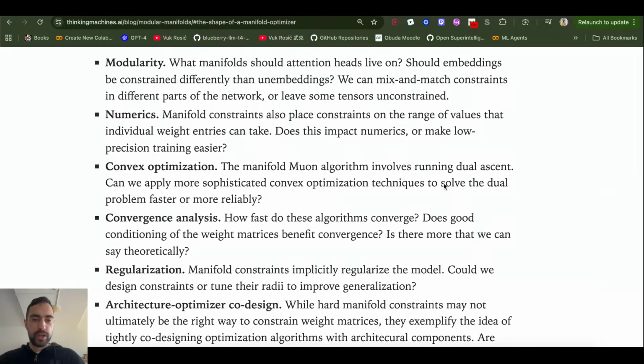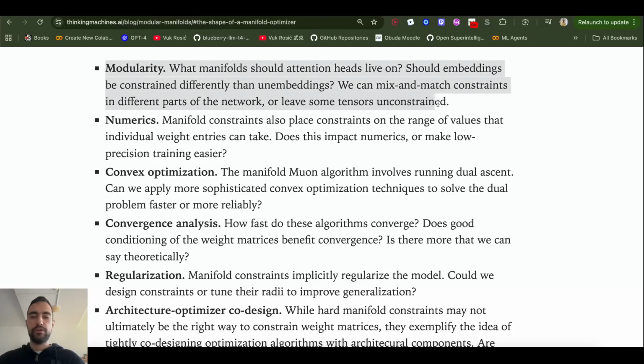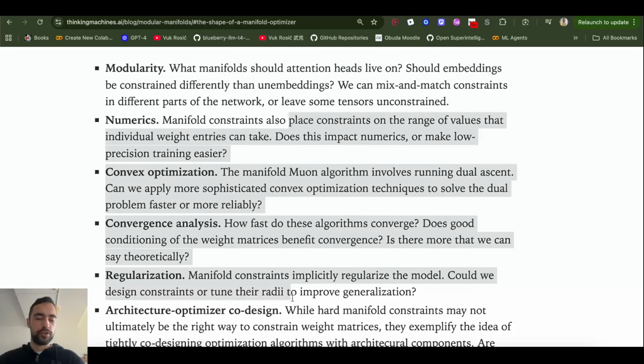And there is future work here. Like, what manifolds should attention heads live on? Should embeddings be constrained differently than unembeddings? We can mix and match constraints in different parts of the network or leave some tensors unconstrained. So maybe I'll do my thesis about this or some of these below, I'm not sure yet.